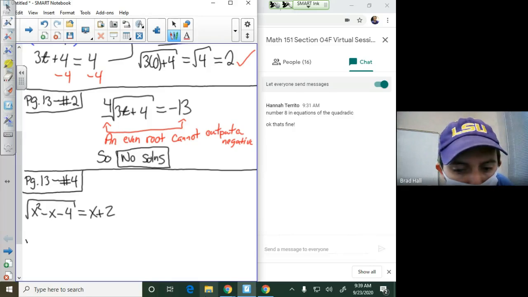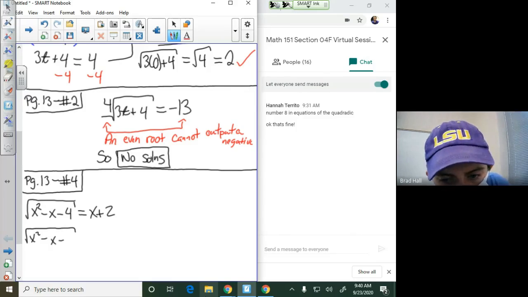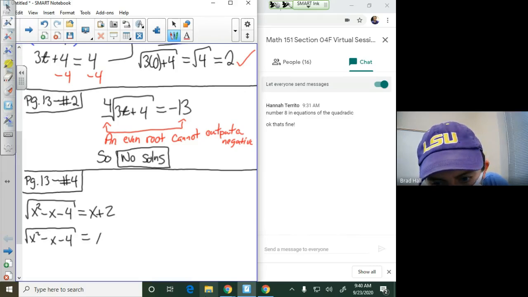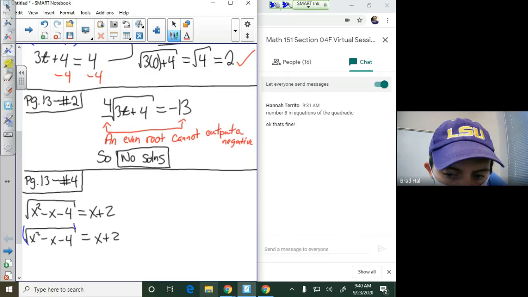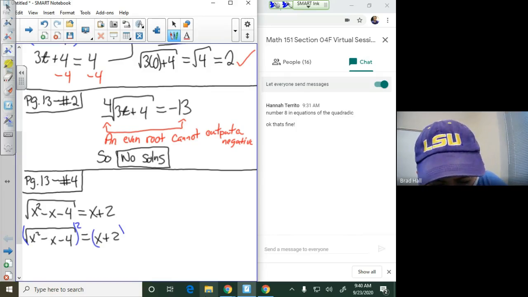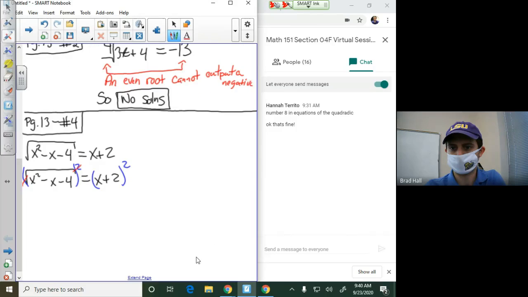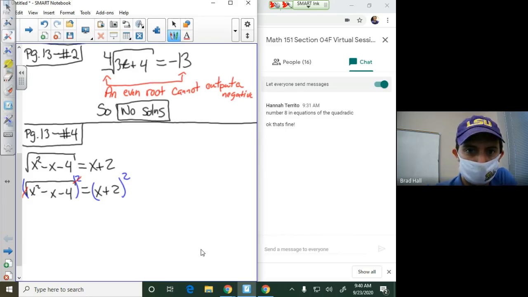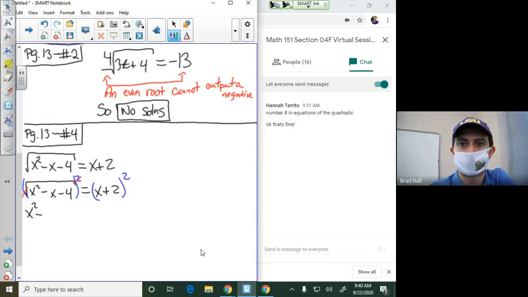So I'm going to rewrite the problem, emphasize that the next step to get rid of a square root is to square both sides. Square gets rid of a square root. Square root and a square. So over here, now we just get everything, well, the radicand, everything underneath these square roots.